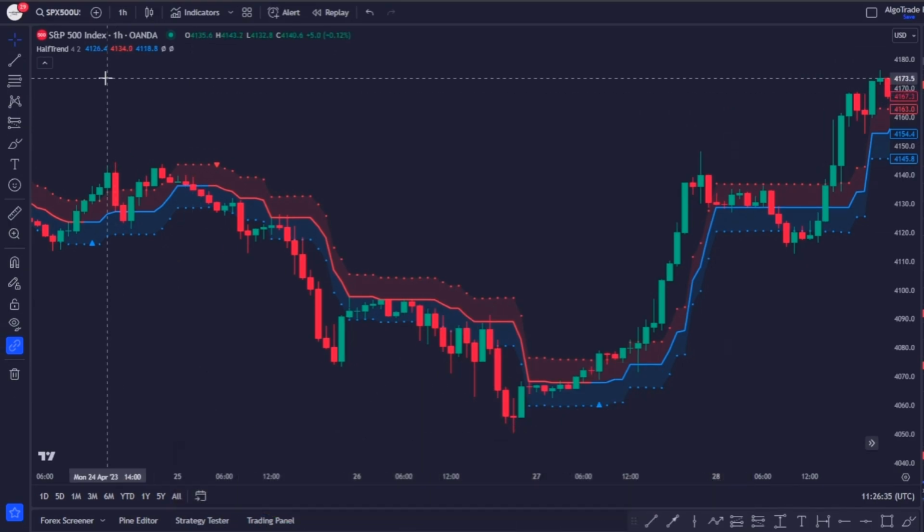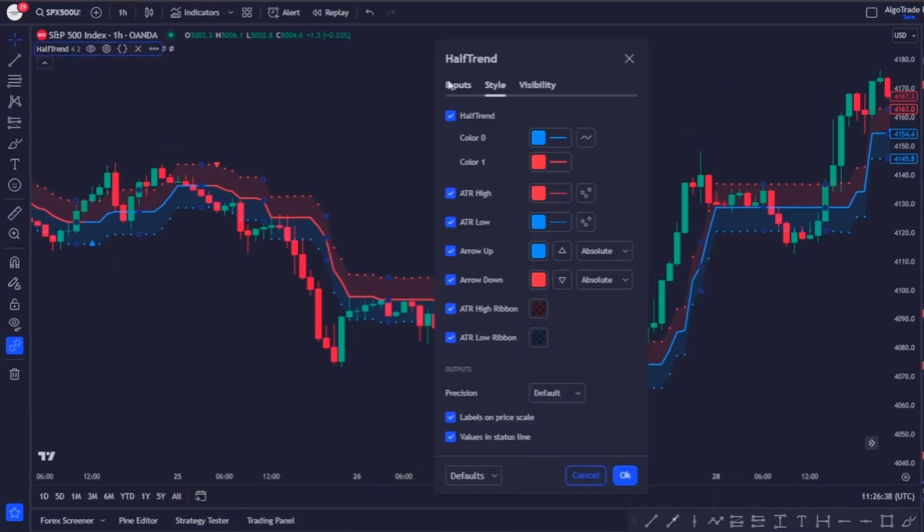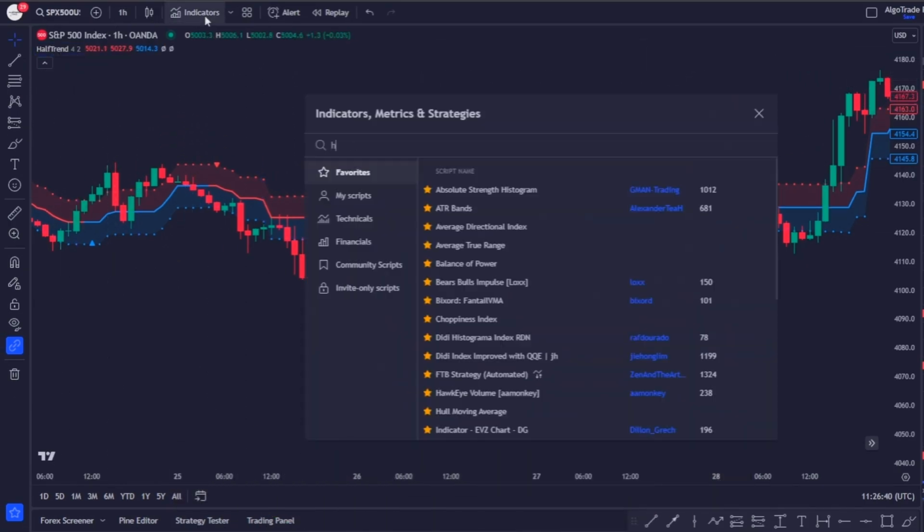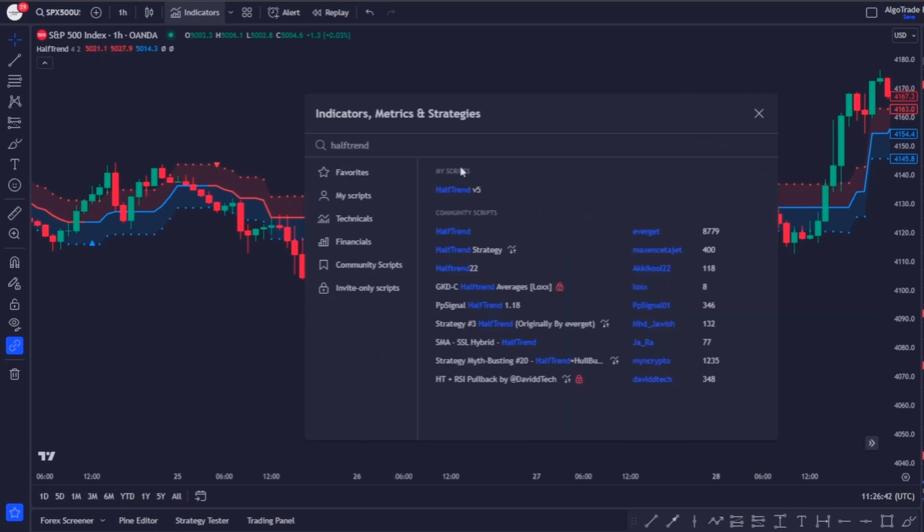So, before the backtests, I will quickly present you the HalfTrend, which all of you can use by clicking on the Indicators tab and searching for it. As I told you, this indicator is free to use.